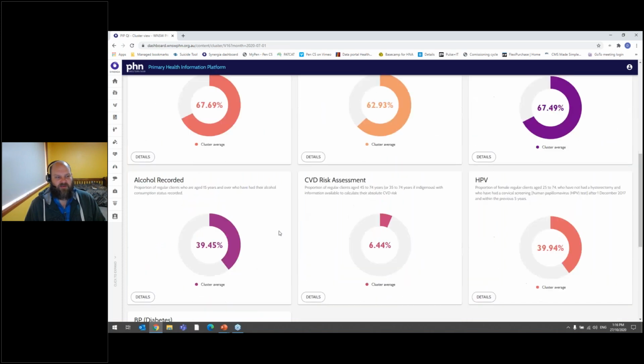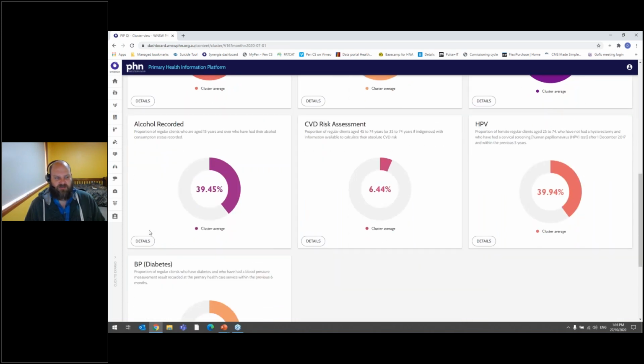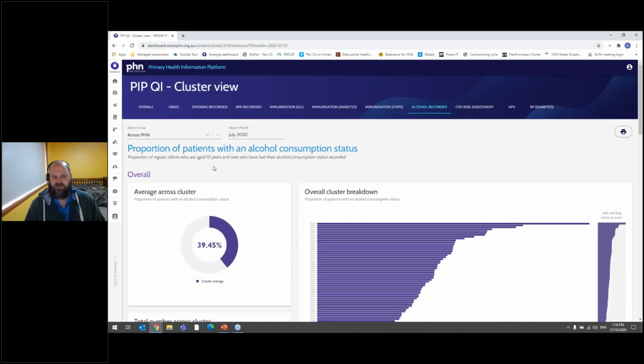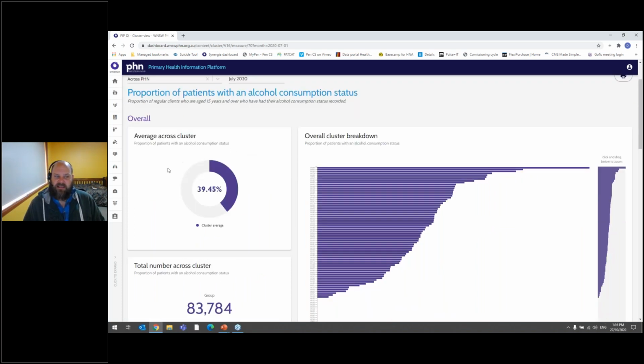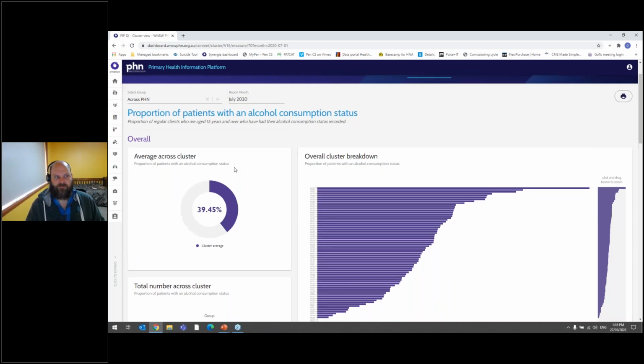The next one we have here again is another process one, which is specific to age, which is 15 years and over. So those that have got their alcohol consumption status recorded. Again, it's only about it being recorded, not is it safe consumption or not.